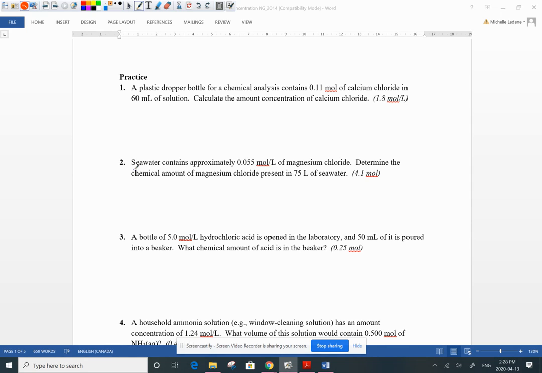And we have seawater. And here's our concentration, 0.055 moles per liter. And we're looking for the chemical amount. So we want to find chemical amount, which is moles. And we have a volume here of seawater as well. Okay, so we're trying to find the number of moles. So we have 0.055 moles per every 1 liter.